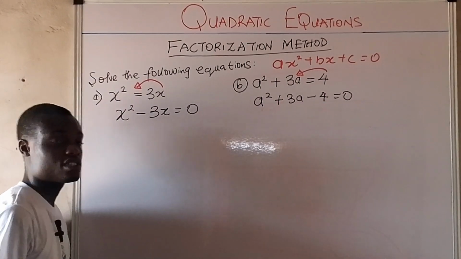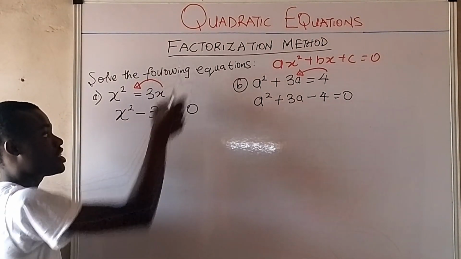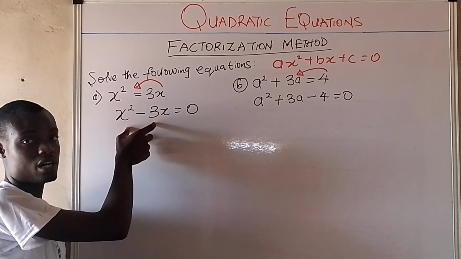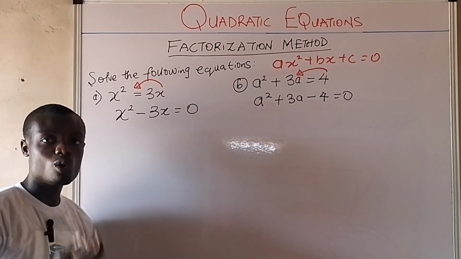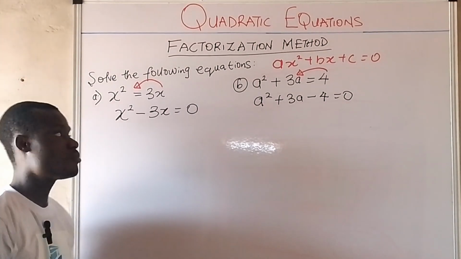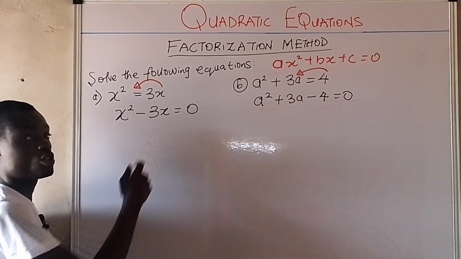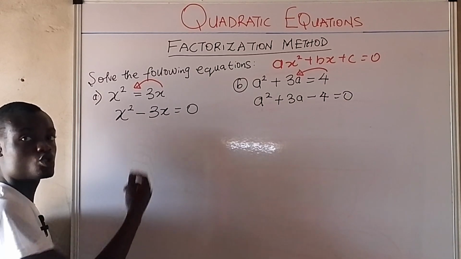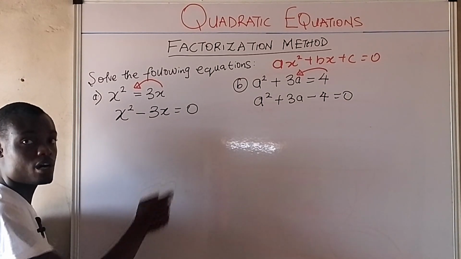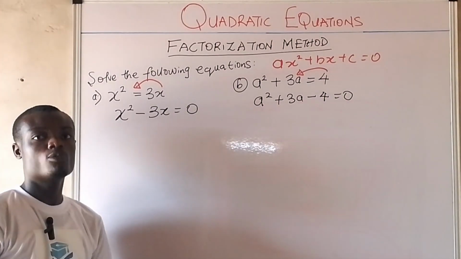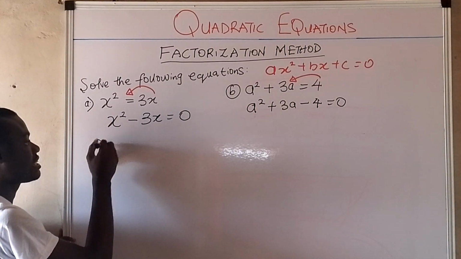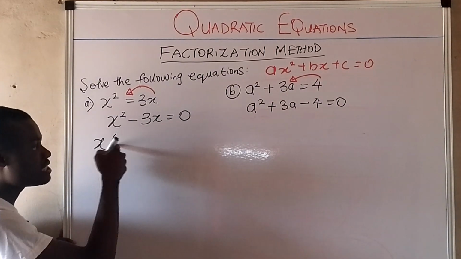So let's look at this first question. By factorization method, we are going to look at what are the factors of this number, or by factor, what is common, or what do they share in common. Looking at this and this, what they share in common is x. This one has an x, this one has an x. So that is the factor of both terms. So we take out x. When we take out x, what is left?